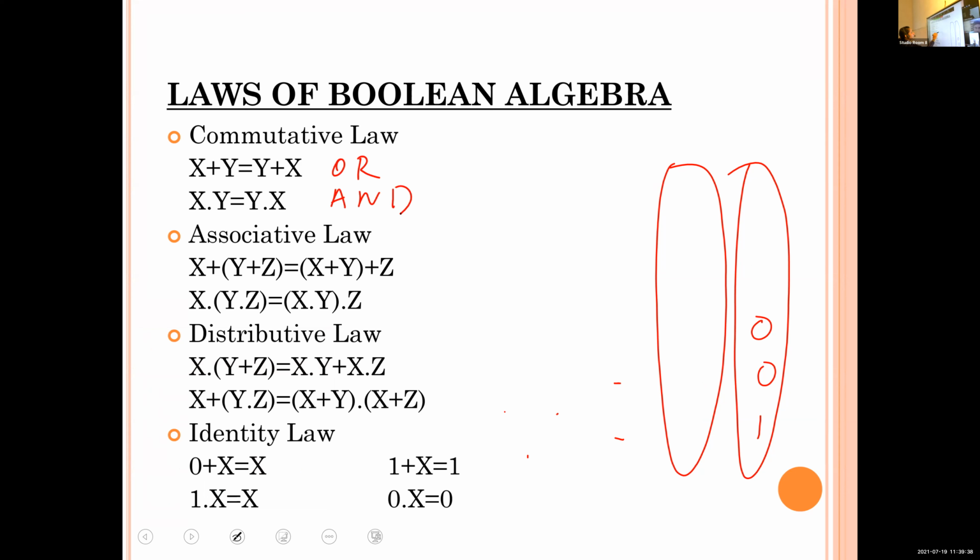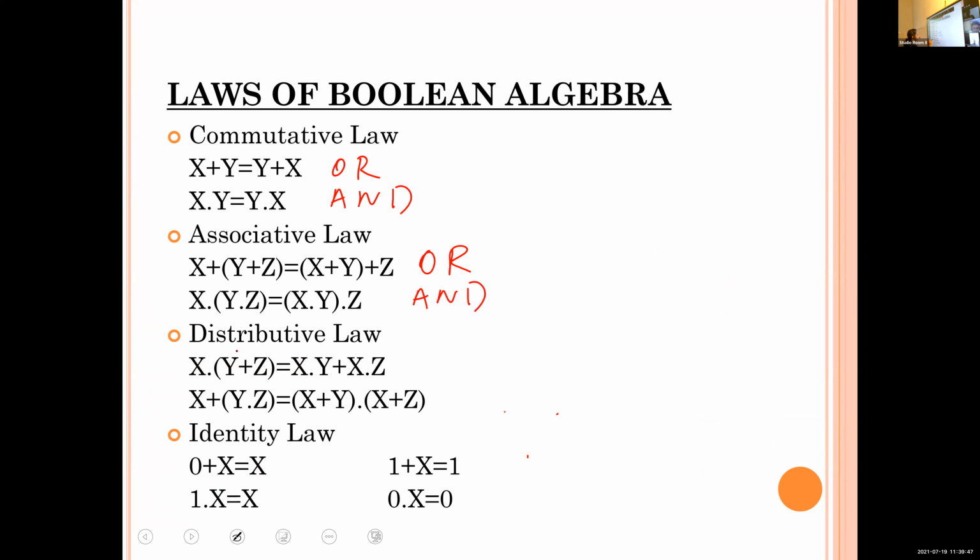In the associative law also, the first statement is completely based on OR gate. Here it is completely based on AND gate. But in the case of the distributive law, what is the distributive law? We are distributing. So here we are using AND gate and OR gate. In the distributive law, in the first expression we are using AND gate first.